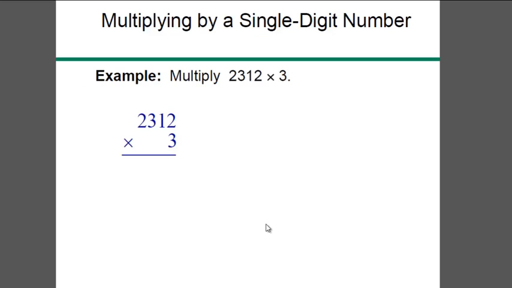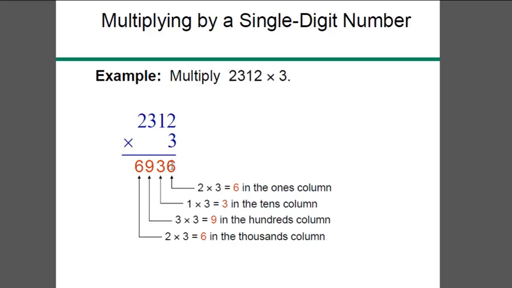Now I want to multiply a single-digit number times a 4-digit number. I'm going to take 2,312 times 3. Whenever I'm doing this, I just want to take the 3 here and multiply it by each one of the digits in the other number. For example, 3 times 2 is 6, 3 times 1 is 3, 3 times 3 is 9, 3 times 2 is 6, resulting in 6,936.